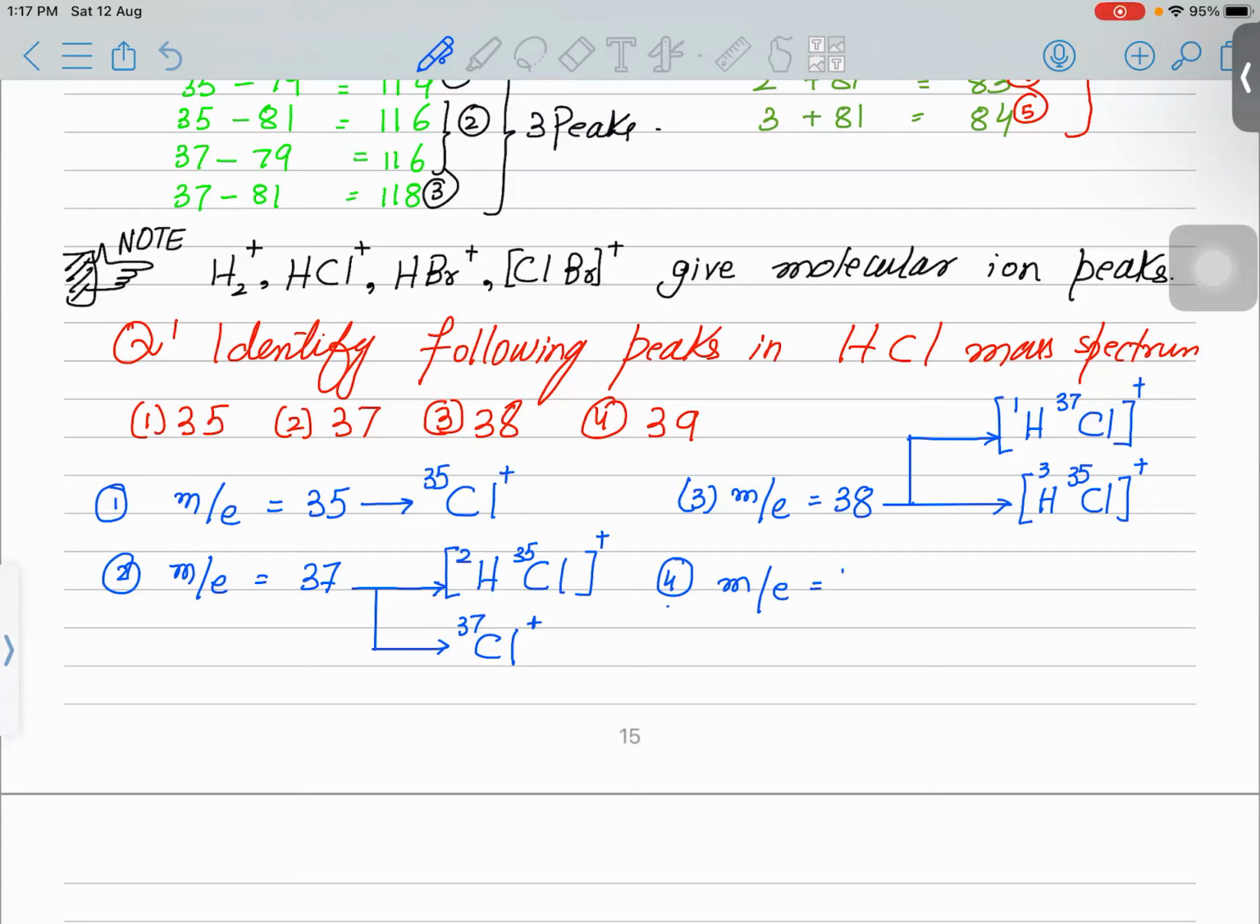So mass over charge ratio is 39. Now can you tell me how many options again? Sir, over here it should be 37 Cl and 2 hydrogen. Very good, 39. You have two options or only one option? Only one option. Hydrogen 2 and Cl37. So this is all about the number of peaks, right?